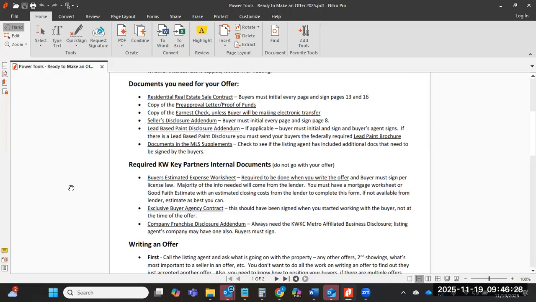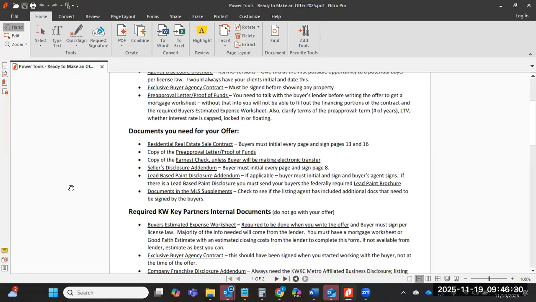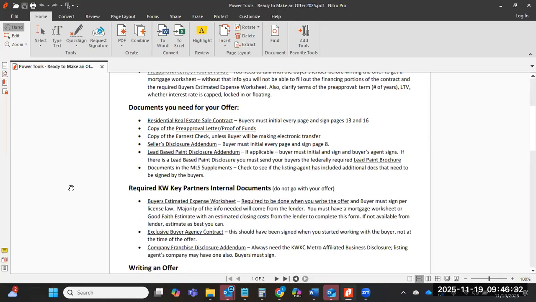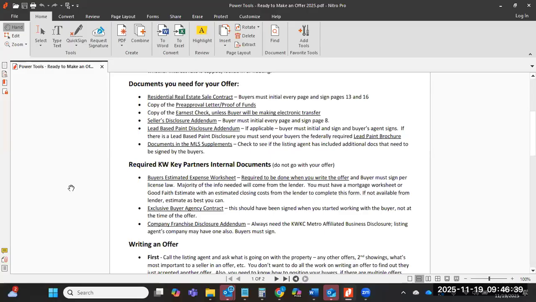Oh, we have Key Partners in there. See, I didn't change that when I changed the form. I did put the new logo up at the top, but I didn't change this. So KW Key Partners is now KW KC Metro. So the required documentation here that are not included with your offer, but we do require them in your folders.